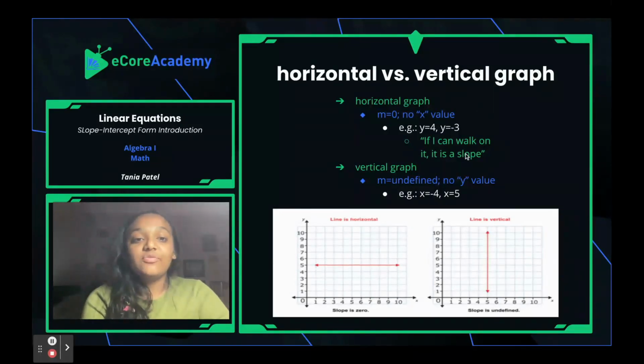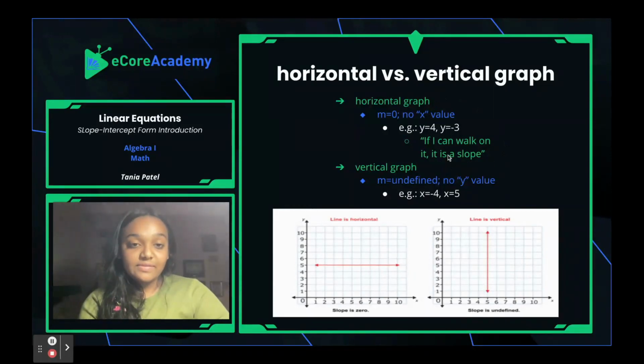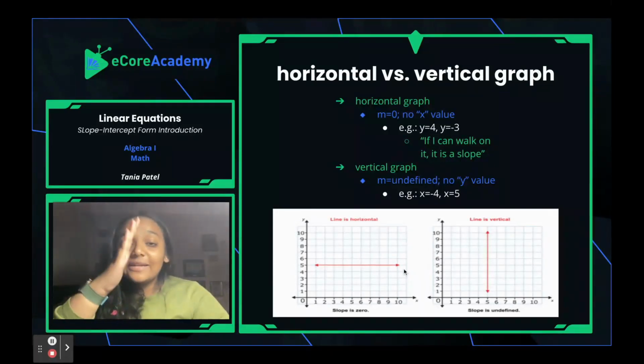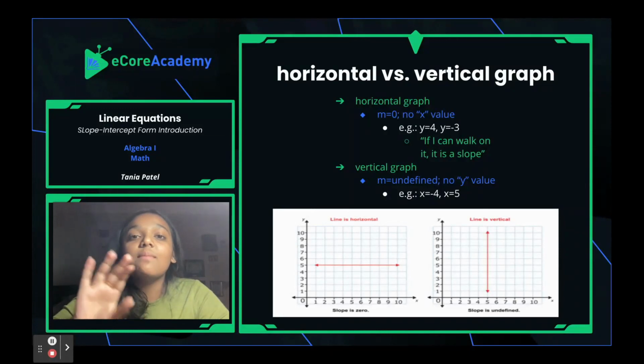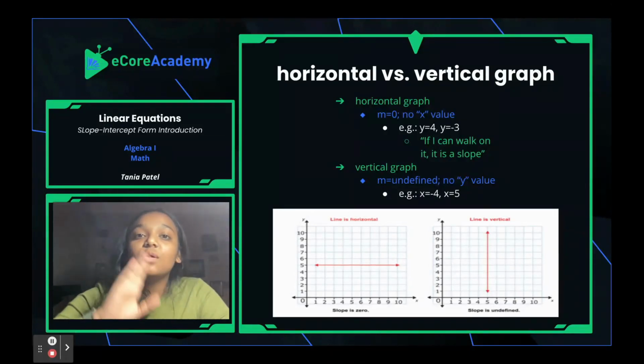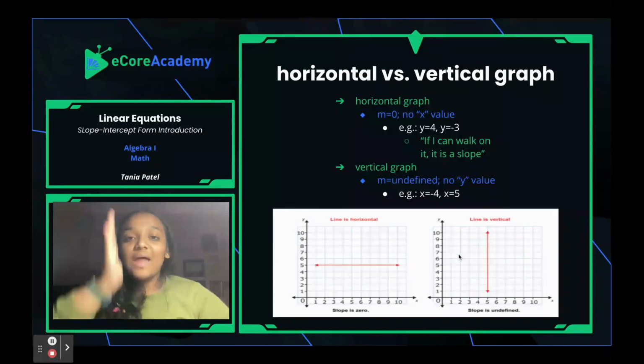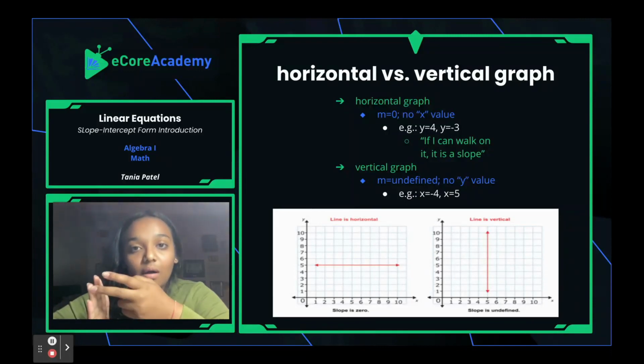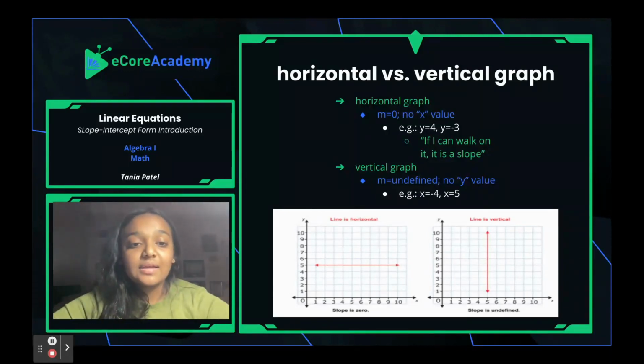Here I have written, if I can walk on it, it is a slope. And the way that you think about this is, if a line is horizontal, I can walk on it. Even if a line is steep, I can climb it somehow, I can still walk on it. But if a line is like this, I will not be able to walk on it. And because I can't walk on it, it's not a slope.